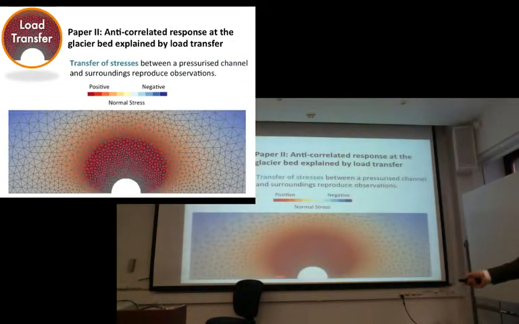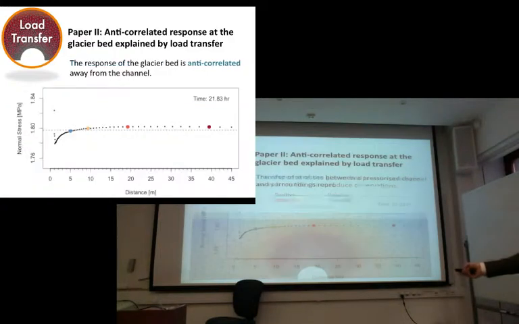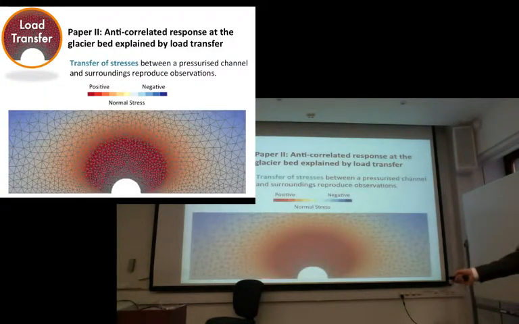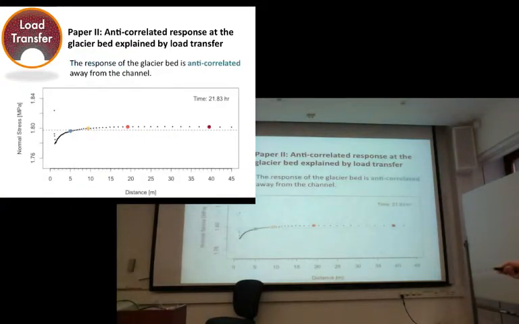It's a bit tough to show this anticorrelation if I just show you this. So what I will do is I will look at the pressure, but just at this interface, from the channel and away from the channel. So that's what we have. We have the distance and we have this very little change in normal stress compared to the overall. So it's about 10 kilopascal. So I will run the video now. Oops, I need to click.